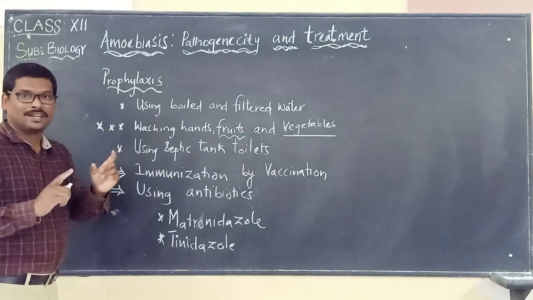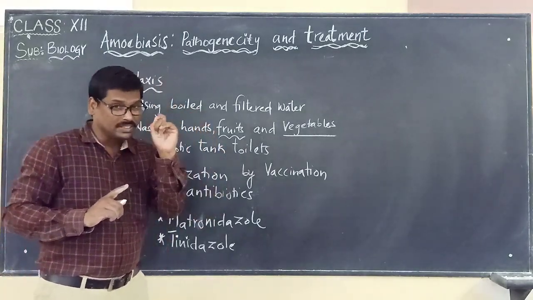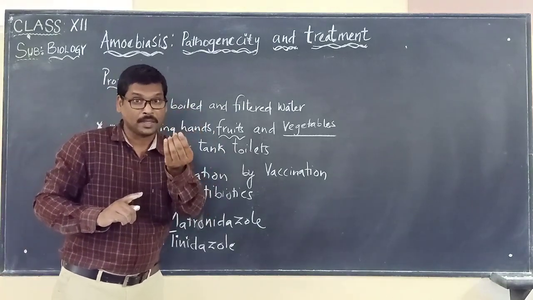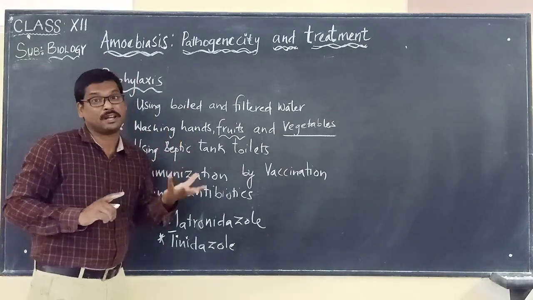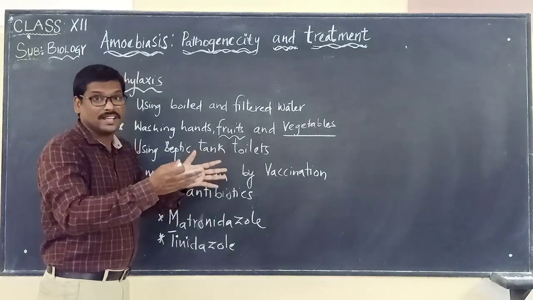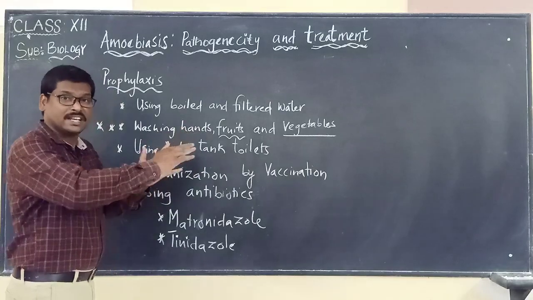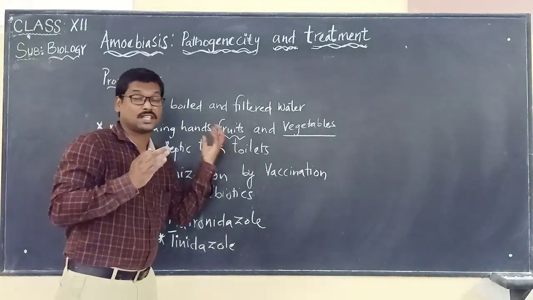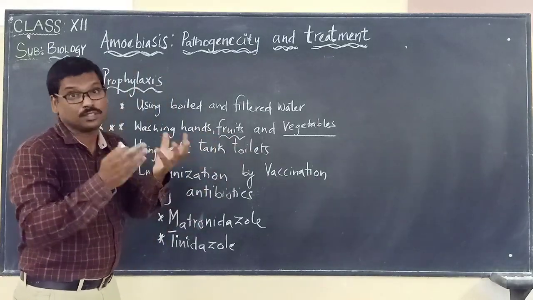And we know that the disease-causing infective stage of this Amoeba histolytica is cysts, which are present in the fecal matter. So public places should not be used for defecation. Once defecation is done in public places, there are chances that flies will carry these cysts to the cooked food or cooked packed food materials.